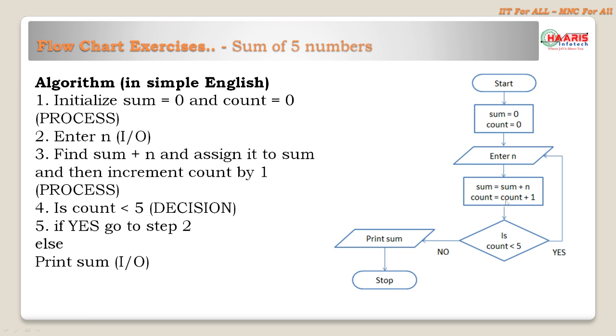Now count is 2. Then again sum. Again count increases. Again sum. Again count increases. When it reaches 5, 5 is not lesser than 5. Is count lesser than 5? No, 5 is not lesser than 5. So no, it comes out, prints the sum, and stops.